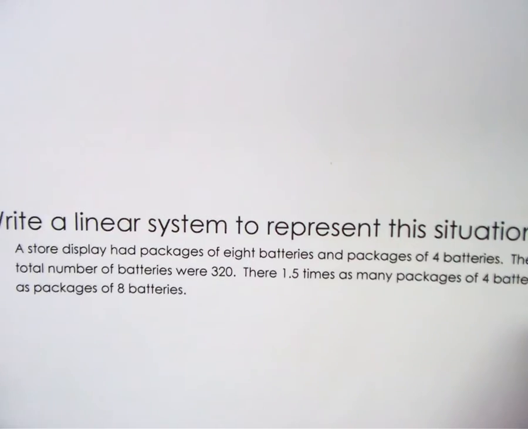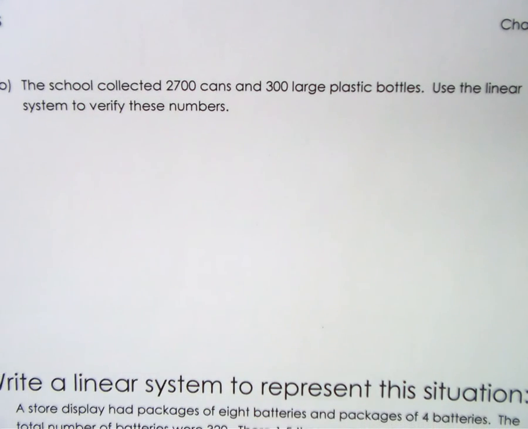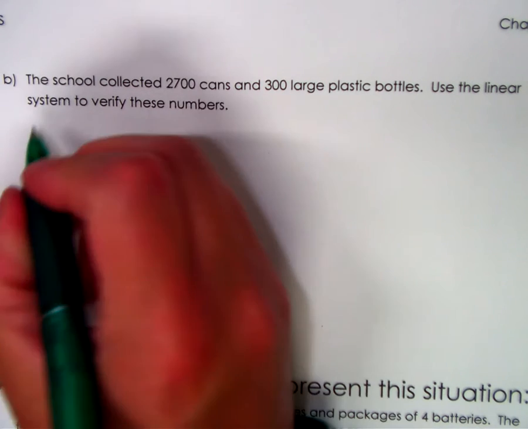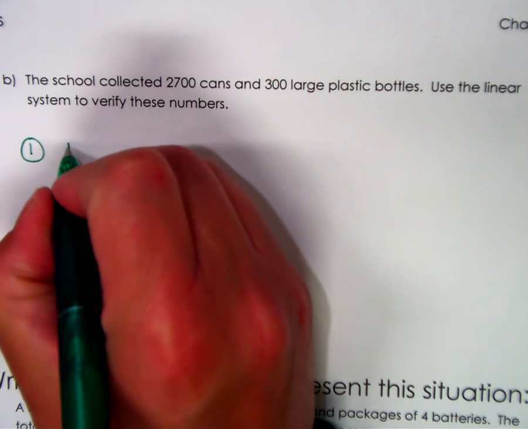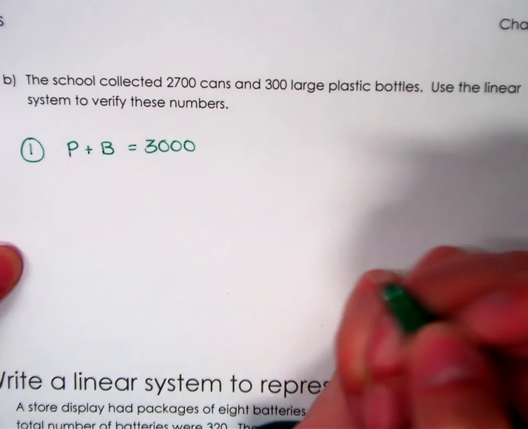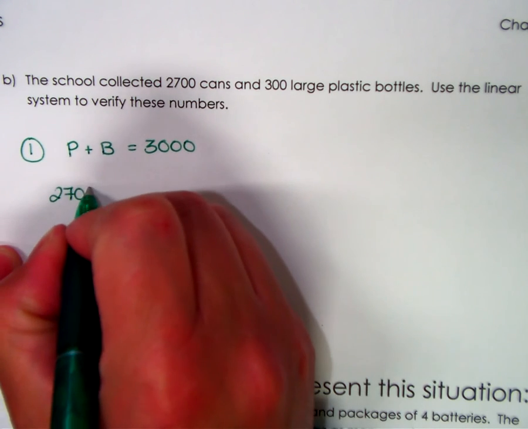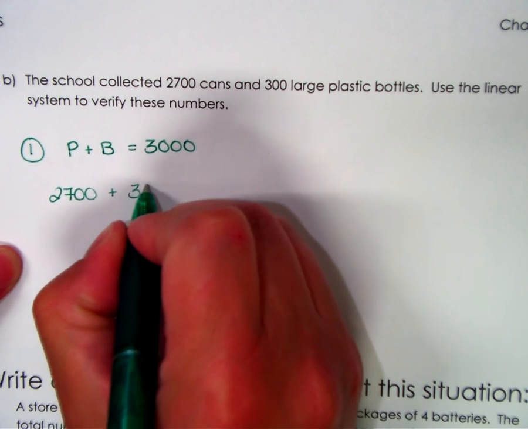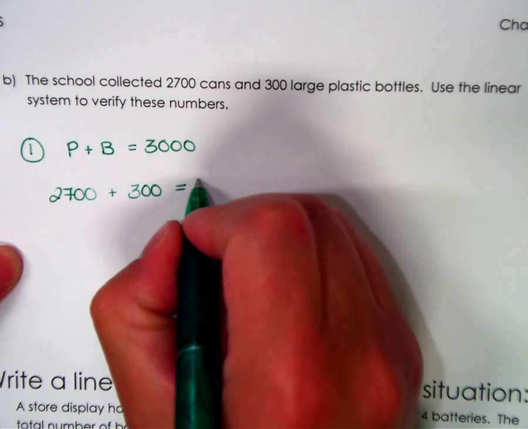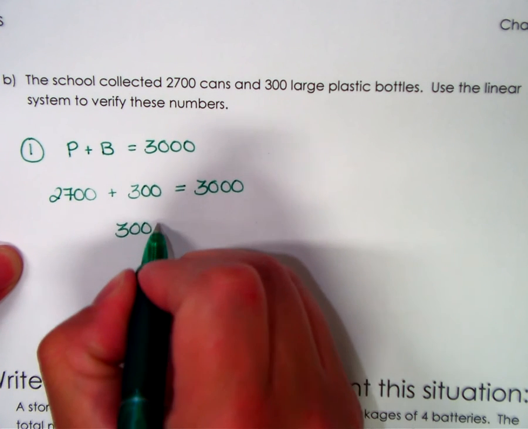So today we're just checking to see if this works and creating the linear system. Okay, so we've got to fill this in for the information. Equation 1 was P plus B equals 3,000, and it said 2,700 cans. So 2,700 pop cans plus 300 large bottles gives me 3,000. And that's good.